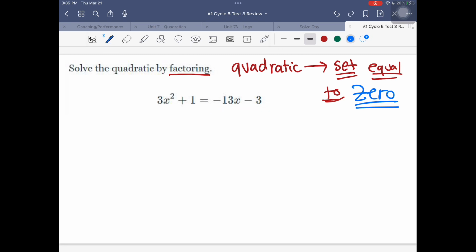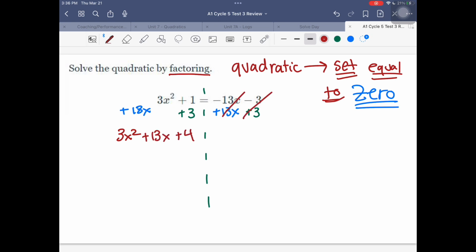So I'm going to go ahead and add 13x to both sides. There's not a place to put it, so I'm just going to put it over here, 13x. And I need to add 3. Remember, combine like terms. Let me make sure our equal sign stays. So on this side, I have my 3x squared, my plus 13x, and then I have plus 4. These all cancel, so it's equal to 0. Bam, this is exactly what I want.